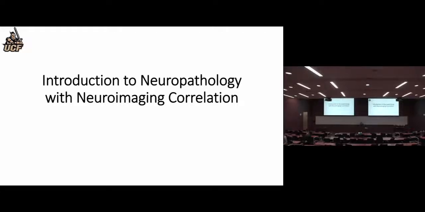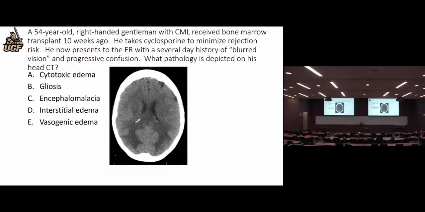Well, let me just go through some of these things just to see. Here's a man who got a bone marrow transplant 10 weeks ago. He took some cyclosporin, which I asked Dr. Gorman about, to minimize rejection. And now he's got blurred vision. What pathology is on his head CT?